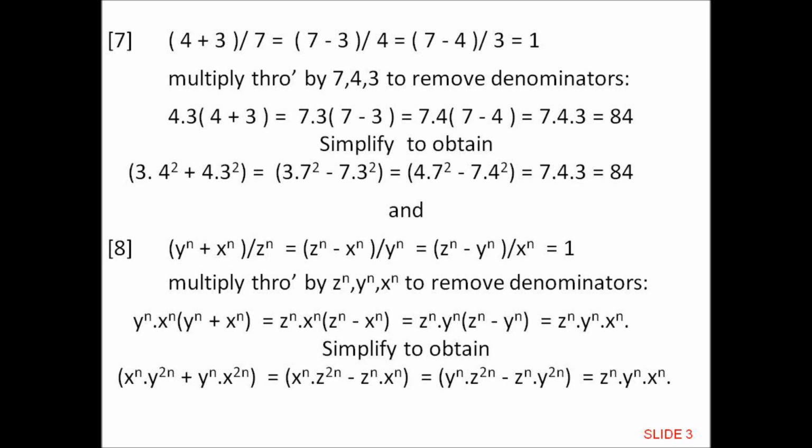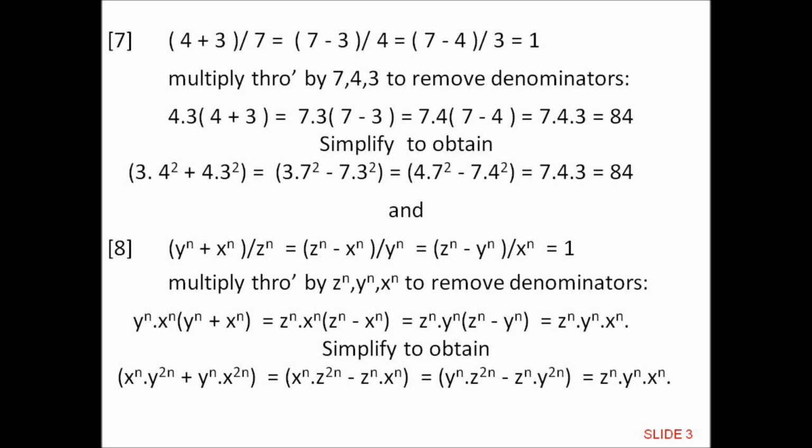Lining the three equalities up plus the 1 and multiplying through by 7, 4 and 3 to remove the denominators, we obtain the simplified and compacted equalities shown. Note that the exponent we have derived mathematically is a square. In 8 we repeat the exact same process as 7, but algebraically, to obtain again simplified compacted equalities.